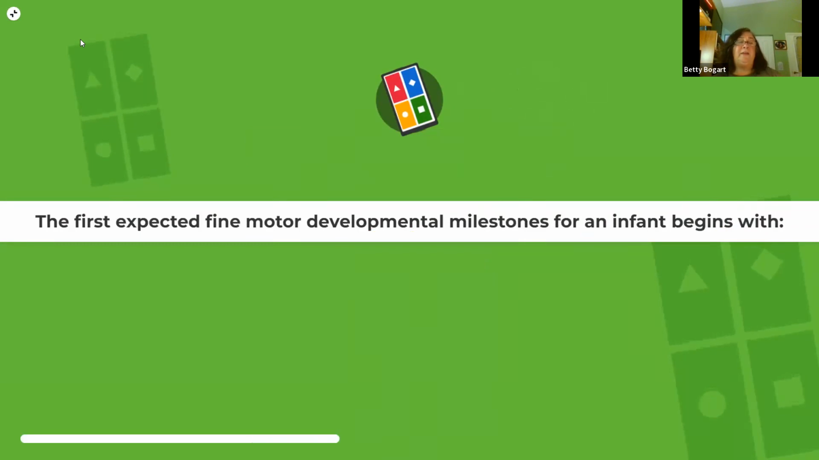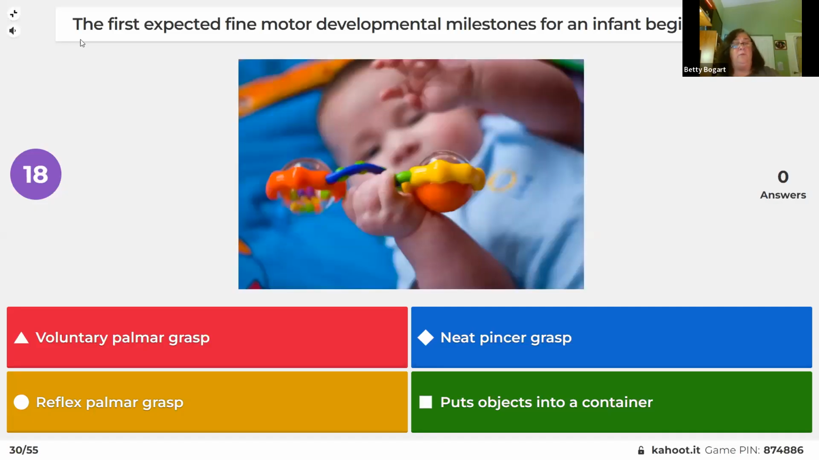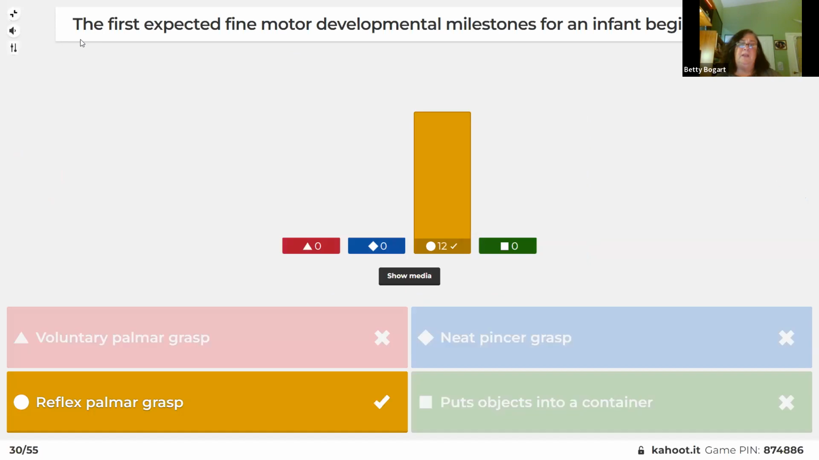The first expected fine motor developmental milestone for an infant begins with which one? First expected fine motor. And it's that reflex. Excellent. Good job.